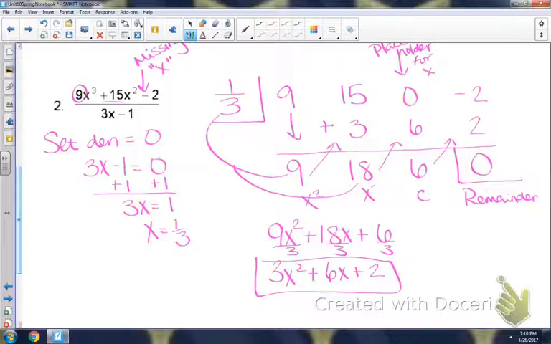Now, if you end up with a remainder at the end, don't reduce that remainder. That remainder needs to stay what it is. Okay, so you're only looking at the terms that aren't your remainder. If you can reduce, you need to reduce them.